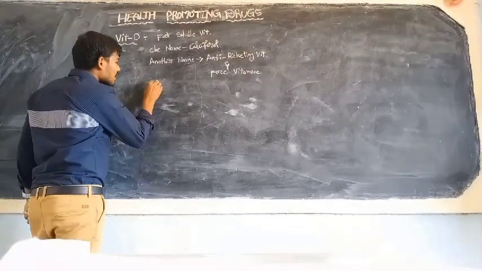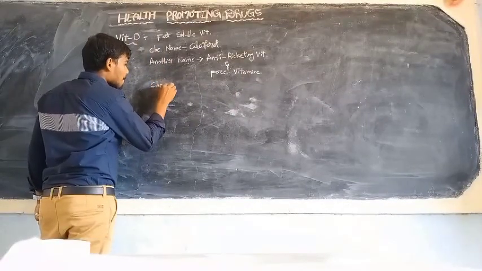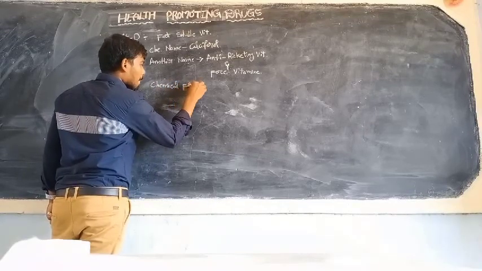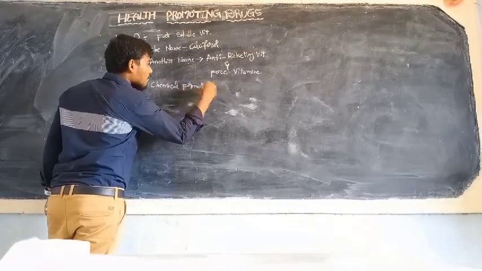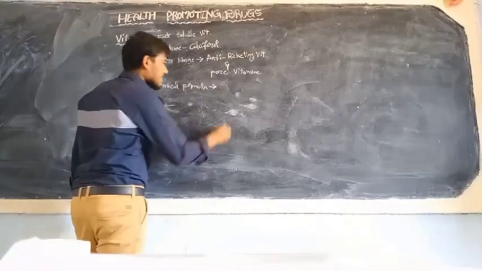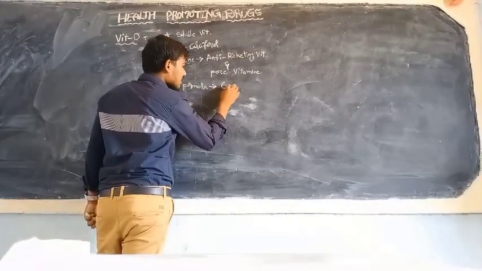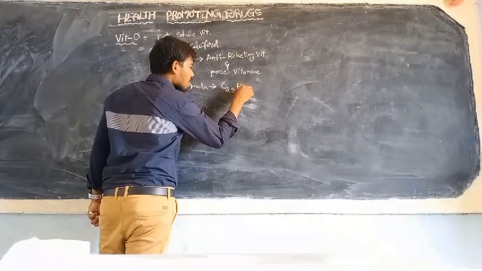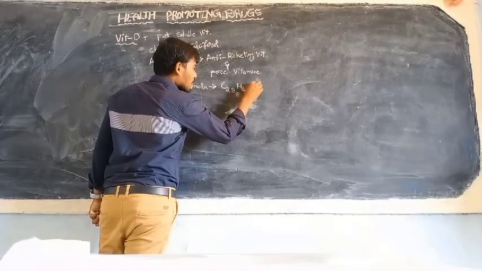Next, the chemical formula of vitamin D is C28H44O.